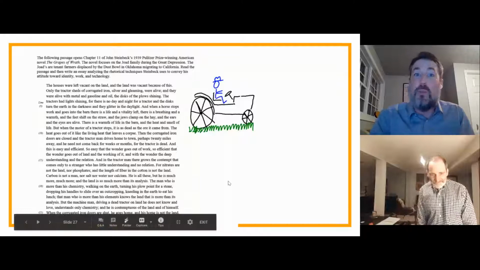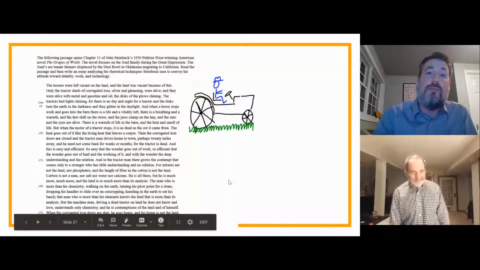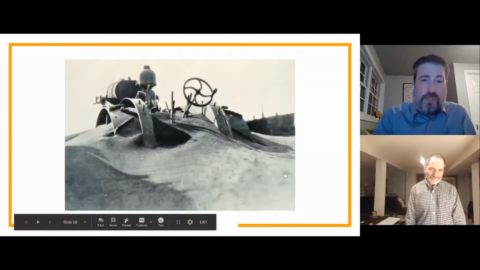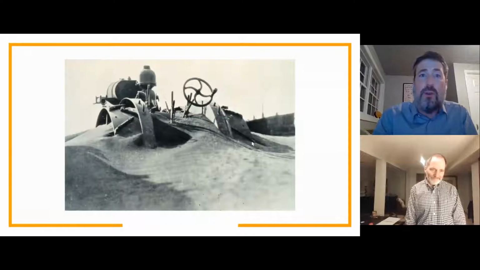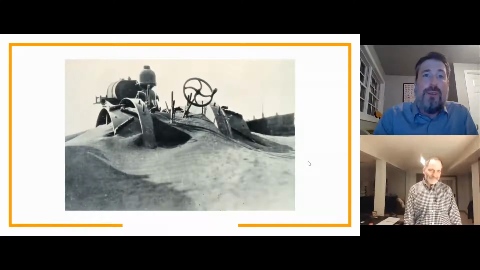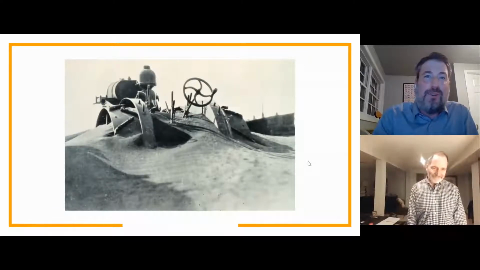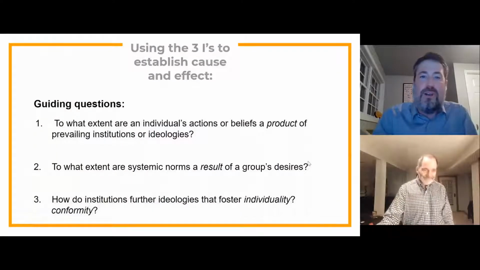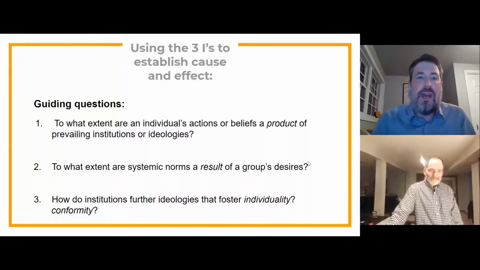So then we start thinking about the beliefs and values that Steinbeck is focusing on, and how the machine and the earth are having a pretty negative relationship in the 1930s for sure. And then we go to the 3 I's and ask some of these questions that Steve's put together to formulate some meaning from any text.